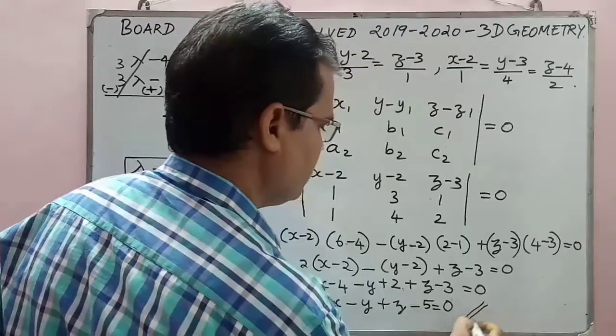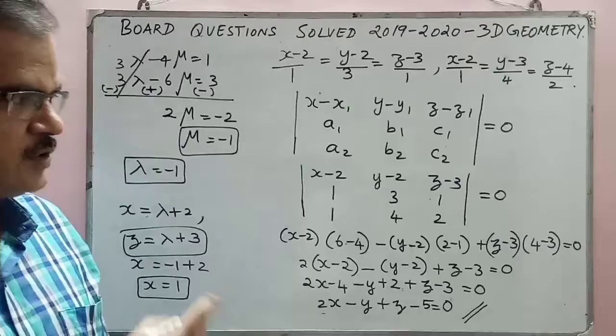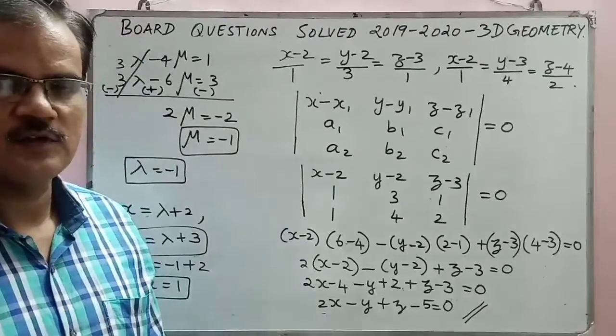So this is the equation of the plane passing through the two lines. That's the solution, children. Thank you.